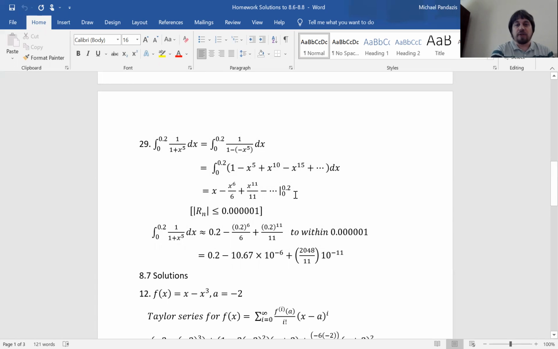And so now what I'm going to do is choose up to the a sub 2 term. Okay, so you have the a naught term, which is 0.2. So I'm going to choose up to this term here, and when you plug in 0.2, you get this. When you plug in 0, all the terms become 0, so you're subtracting 0 here. Okay, and then this is to within 0.000001, and so then this is equal to this.